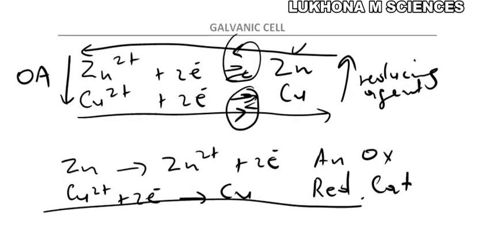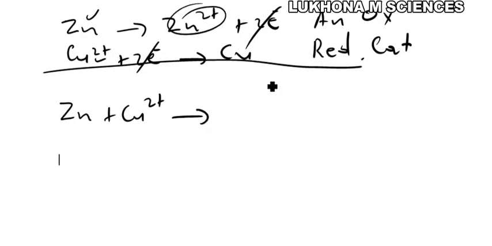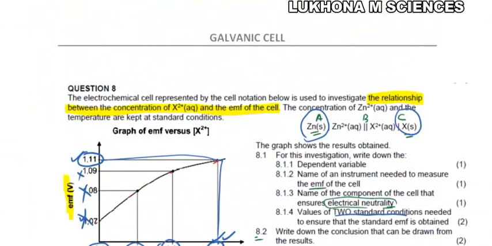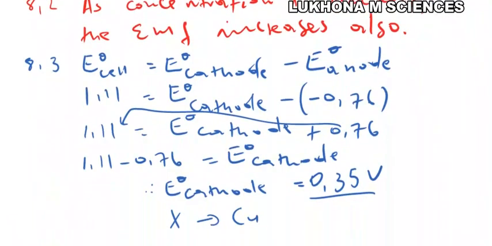Then the net reaction will be like we're going to cancel this and this. Then we get Zn plus Cu2 plus, forming Zn2 plus plus Cu. So everything is balanced. That is 8.4's answer. Then we're done with this question. Let's do another question on galvanic cell.